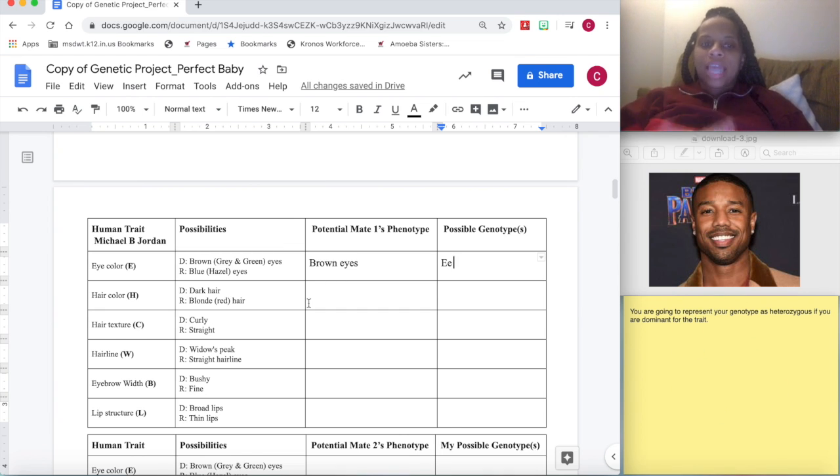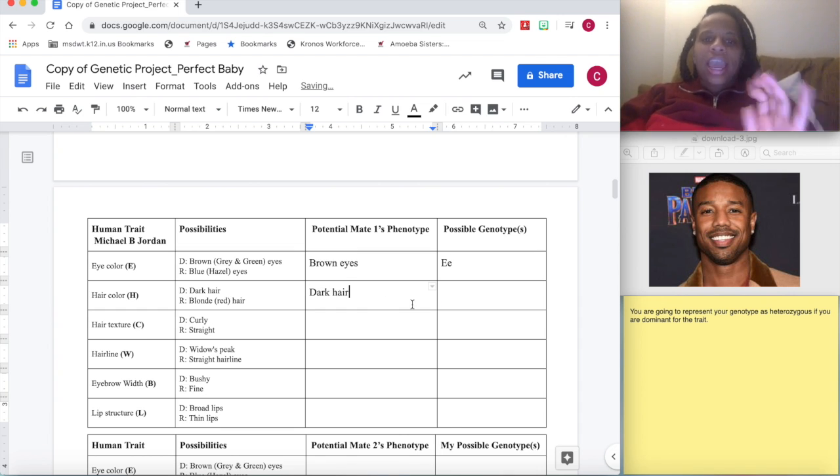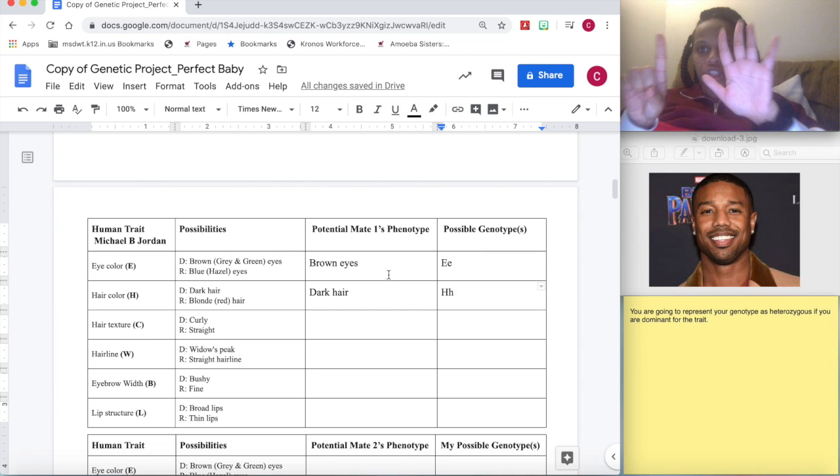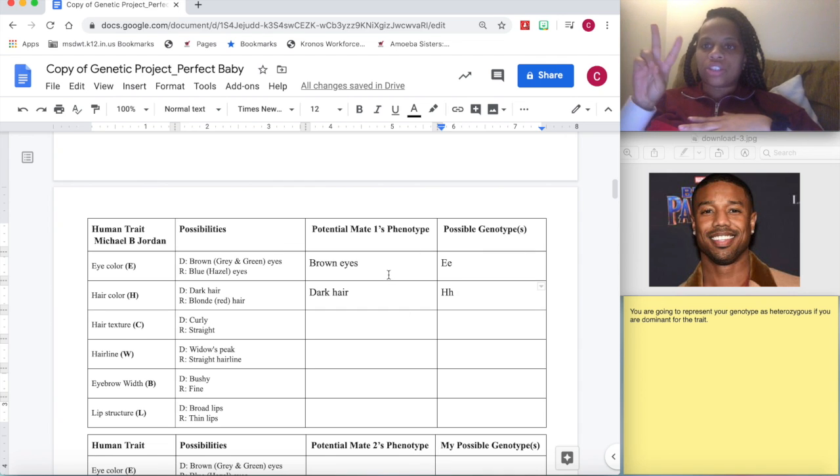Okay, so his hair, he also has dark hair. You can look at the picture too and see him. Look at his smile. So I'm going to put dark hair, and his genotype then is going to be the same thing, capital H, lowercase h, heterozygous. That is what you're going to do for whoever you decide to choose as your potential mate. You'll fill it out for all 6 traits. Remember, I'm only doing 2.